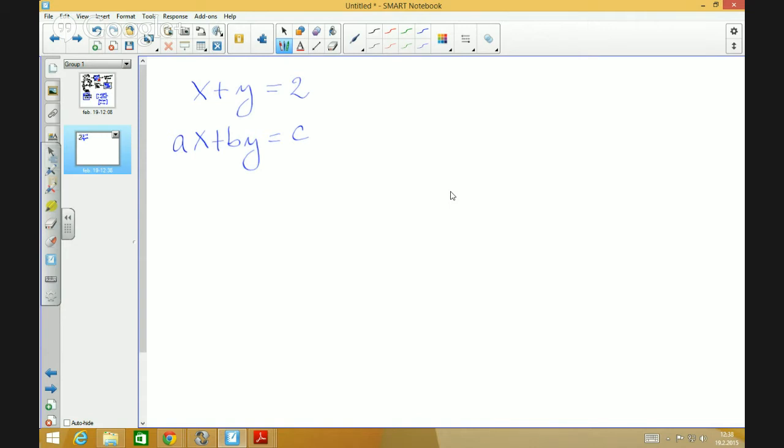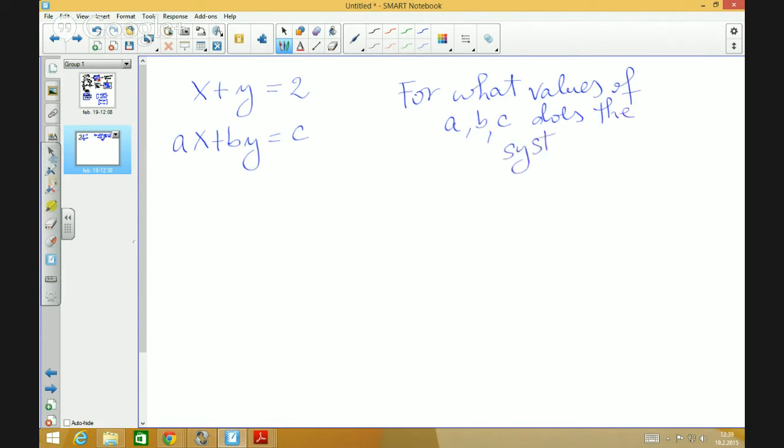So my question to you is the following. For what values of a, b, and c does the system have 0, 1, or infinitely many solutions?